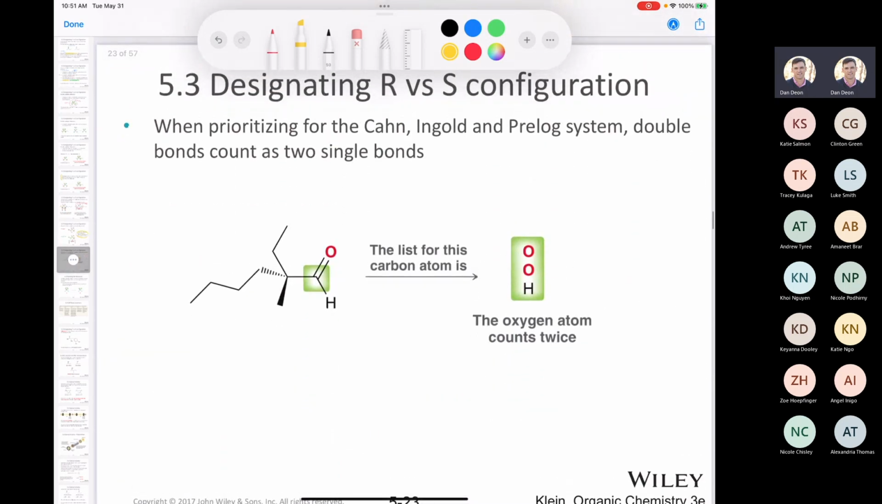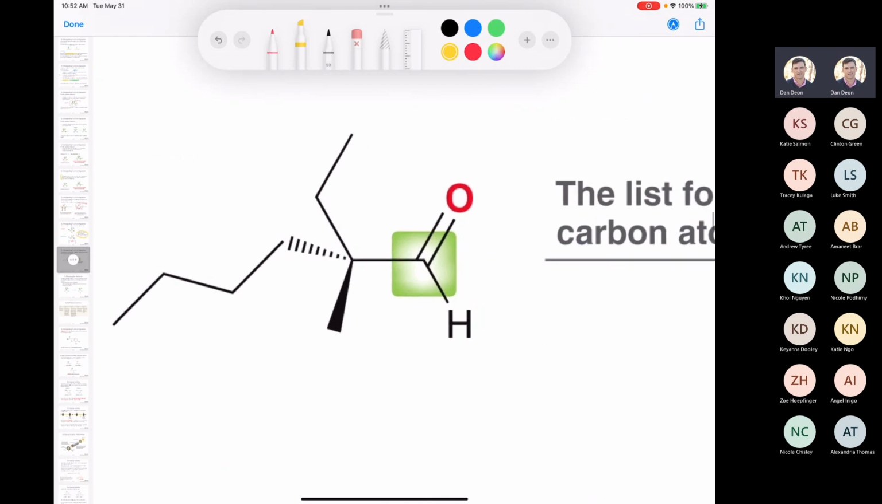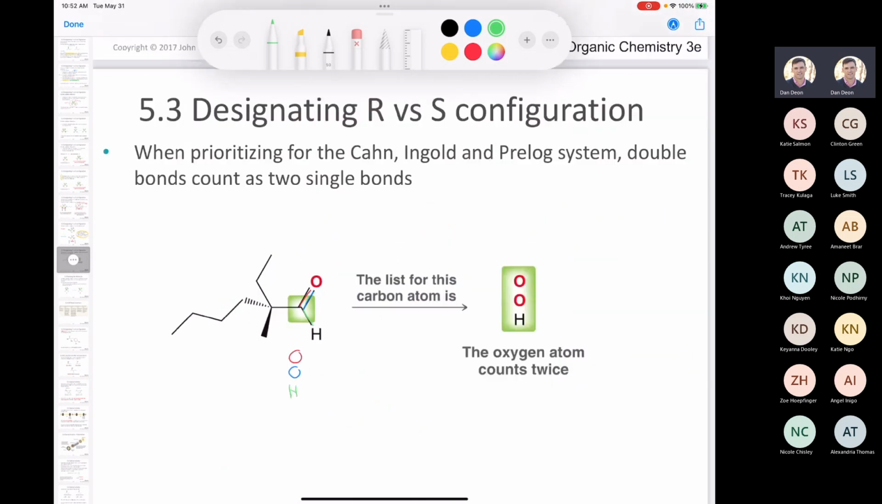All right. Now, if you have a double bond, it counts as 2 single bonds. So let's say you were looking at this carbon. What's it attached to? The first bond to oxygen counts as an oxygen. The second bond counts as another one. And then you've got the bond to hydrogen. So you would list them like that.